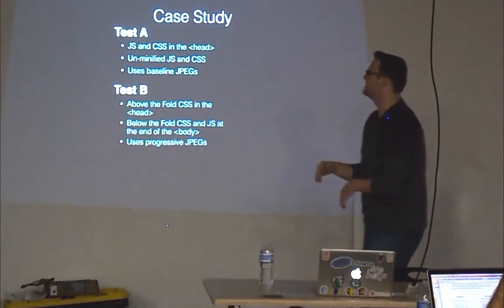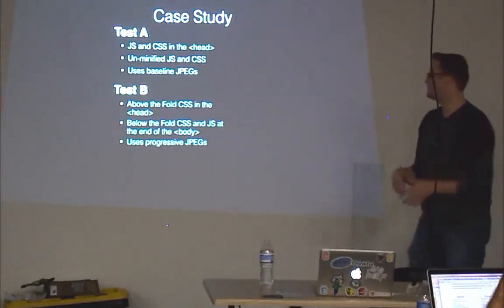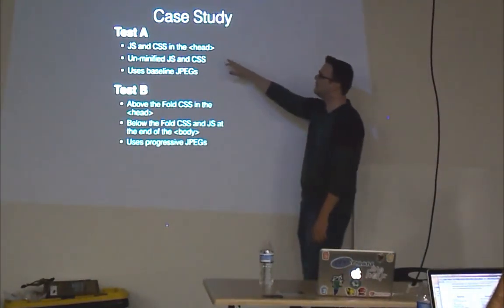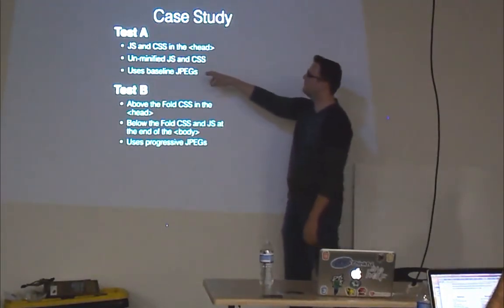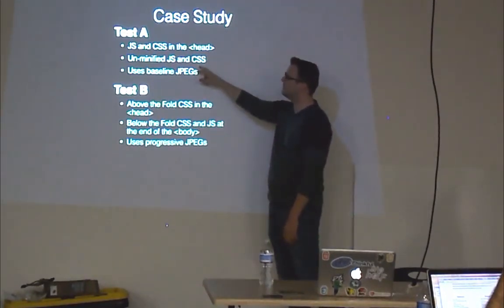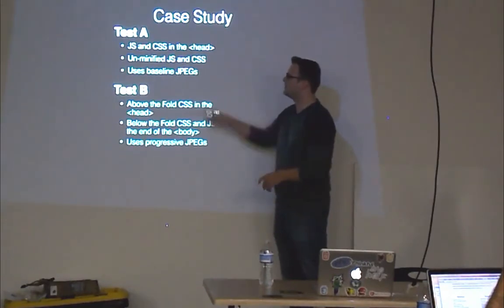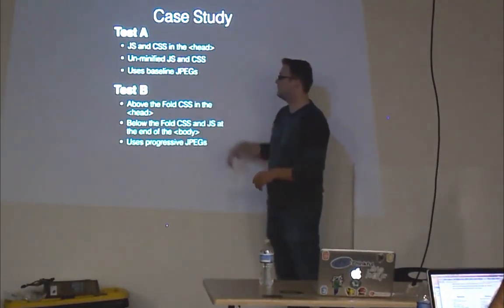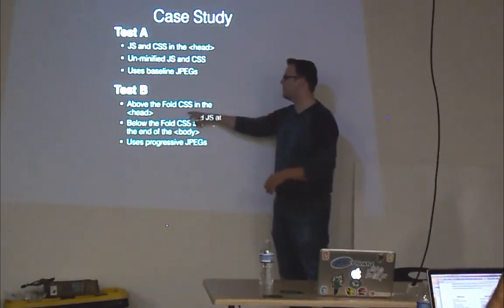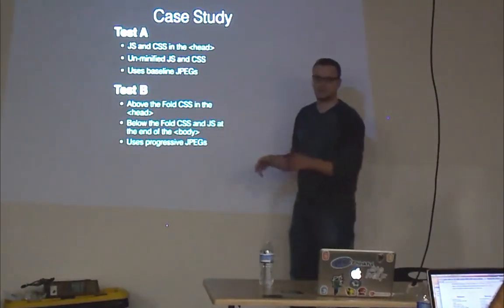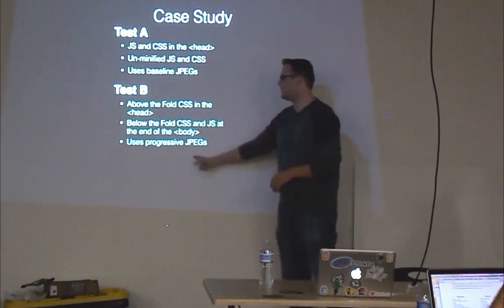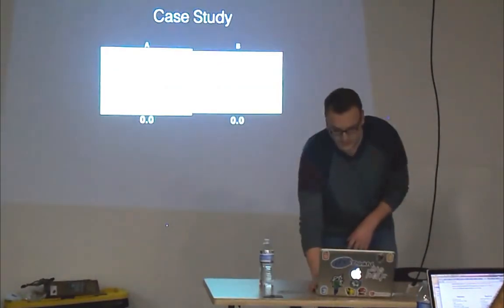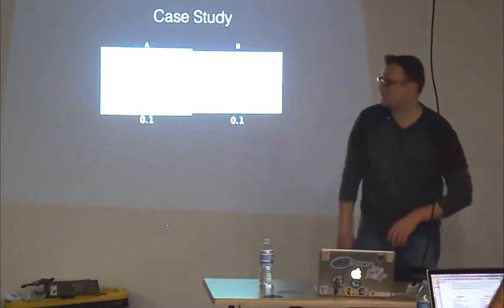Let's take another case study. I like A/B tests as well. So we have test A where the JavaScript and CSS is in the head element. We have unminified JavaScript and unminified CSS. And then we also use baseline JPEGs to load the images. Test B does all the practices we talked about, above the fold and below the fold CSS, where they should be, and then it uses progressive JPEGs. And so we can take a look and see side by side what's happening.